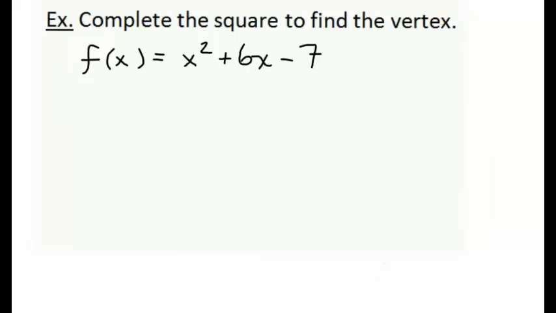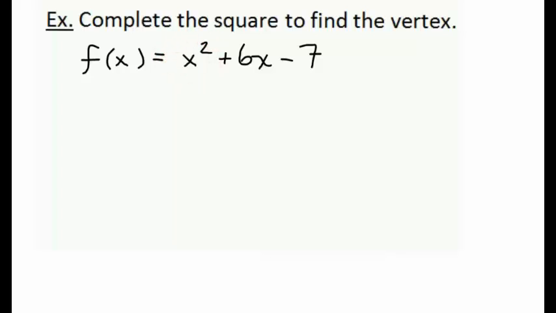Let's look at the example f of x equals x squared plus 6x minus 7. We're going to try to complete the square with this function to try to find the vertex of this parabola. So remember, our first step is to check and make sure that we have a coefficient of 1 in front of our x squared. In this case, we're okay with that.